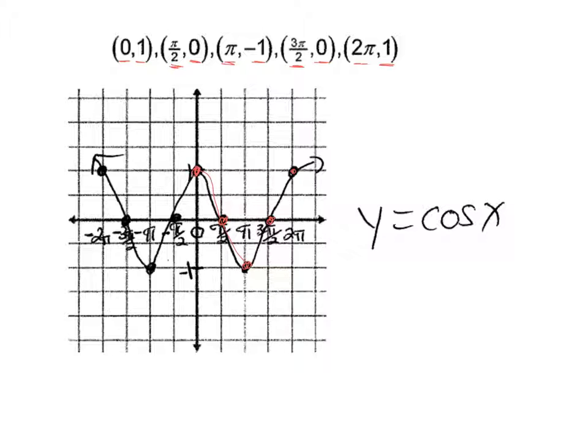So we can connect those, and you can see the wave on both sides. So at x equals 0, in the middle of the graph, the cosine is 1. It's up at its highest point.